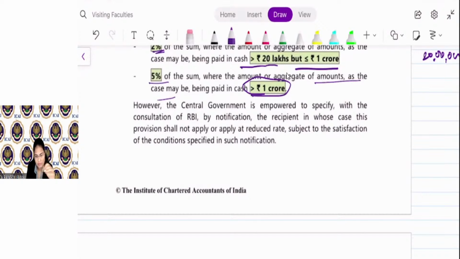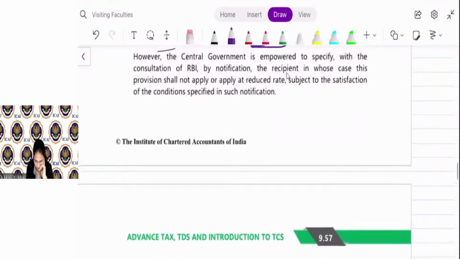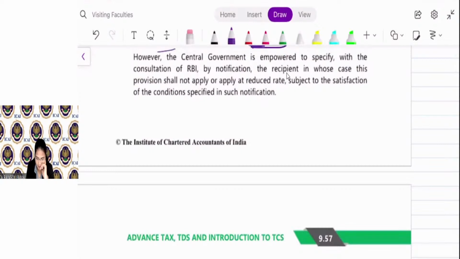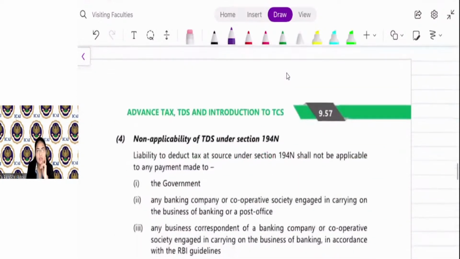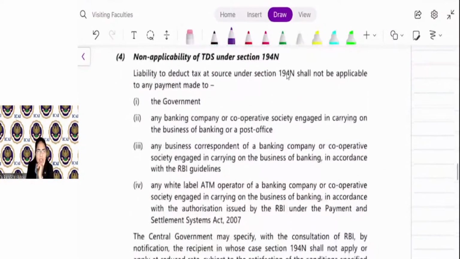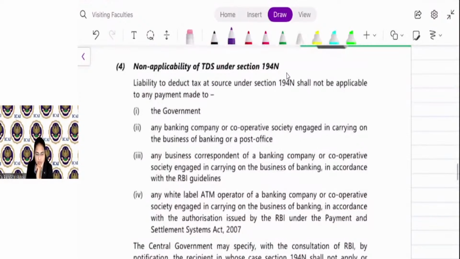Anand, you have to simply remember that if you are withdrawing more than 1 crore, then the bank will deduct TDS on the amount exceeding 1 crore at the rate of 2%. The recipient in whose case this provision shall not apply or apply at reduced rate, subject to satisfaction of conditions specified in such modification. So the non-applicability of TDS under section 194N.